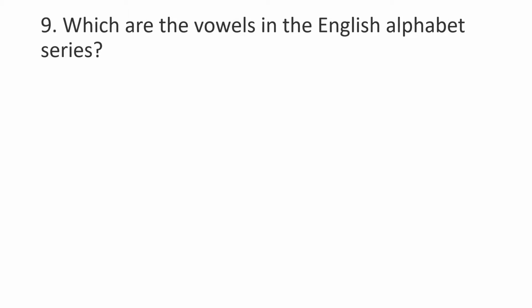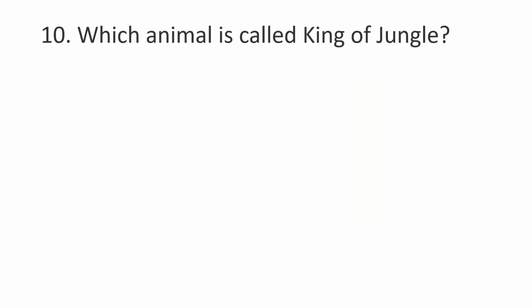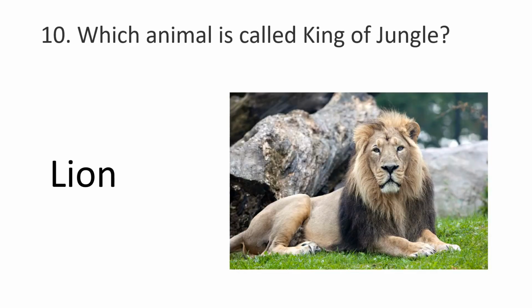Which are the vowels in the English alphabet series? The answer is A, E, I, O, U. Which animal is called king of jungle? The answer is lion.